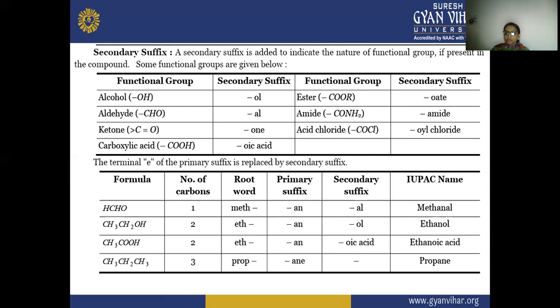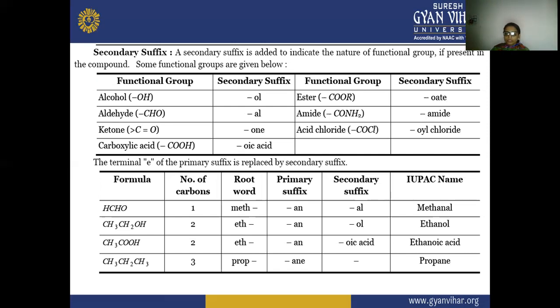For the functional group OH, the secondary suffix is ol, and for the aldehyde, the secondary suffix is al. For the ketone, it is one. For the carboxylic acid, it is oic acid. For the functional group ester, COOR, it is oate. For the amide, CONH2, the secondary suffix is amide. For acid chloride, COCl, it is oyl chloride.